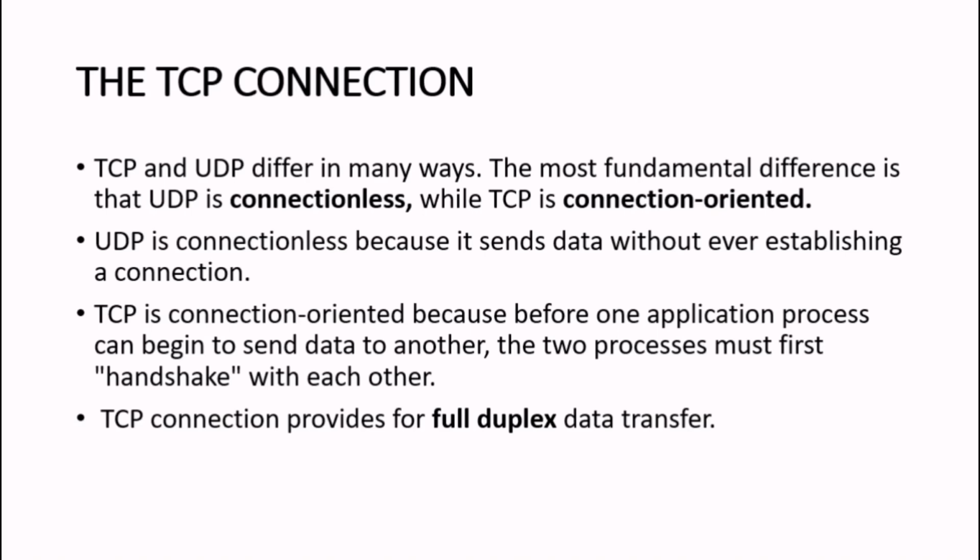The client and server firstly need to establish a connection, and then once the connection is established, the data can be transferred. After the data has been transferred, the server will send an acknowledgement to the client, mentioning that the data has been successfully received. So a TCP connection provides full duplex data transfer.